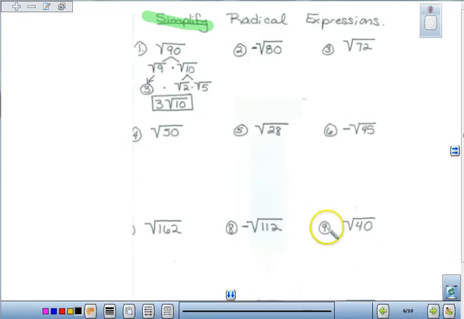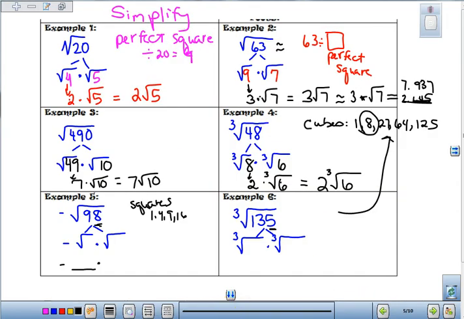Tomorrow in class, we're going to have this worksheet. I show another example of simplifying and looking at your radicals, and we'll be working on this in class. Hopefully this went well.